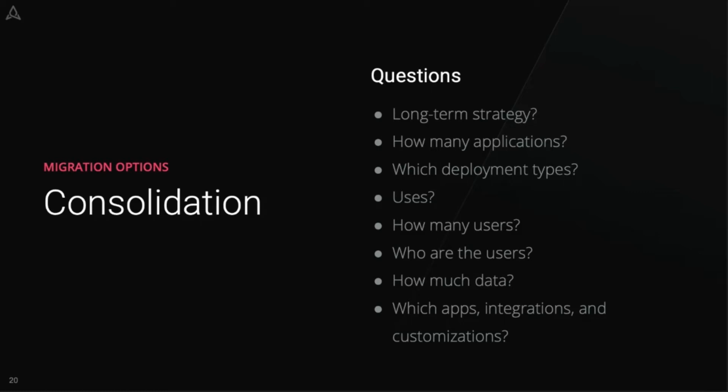Some of the questions are, what's the long-term strategy for the entire organization? Is it cloud or data center or some combination of those hosting types? How many Jira applications are there and which deployment types are they in currently? How is each application used and who are the stakeholders of each? How many users are on each application? How large is each application? And which apps, integrations, or customizations exist? So you'll want to take inventory here of each of these different applications that your company uses to determine the best method of consolidation before starting your migration project.